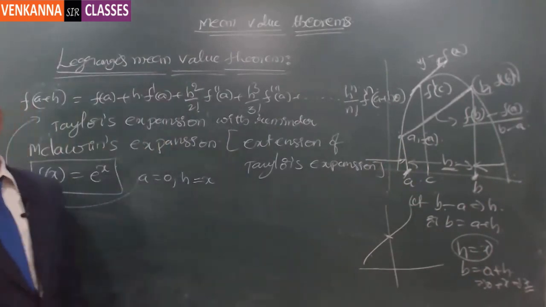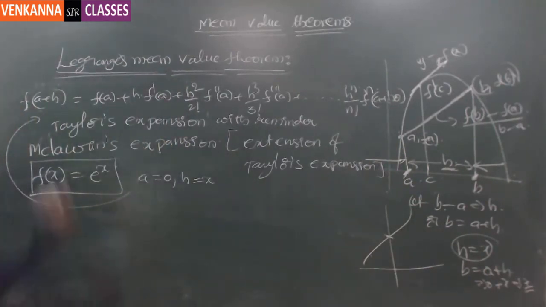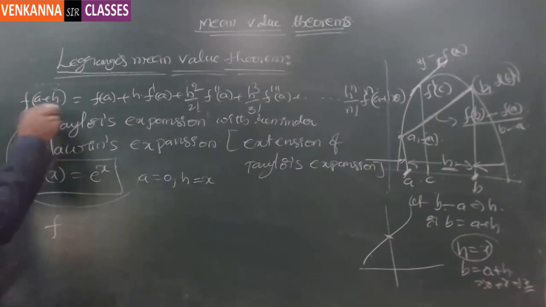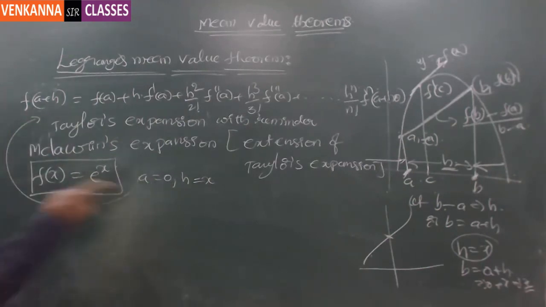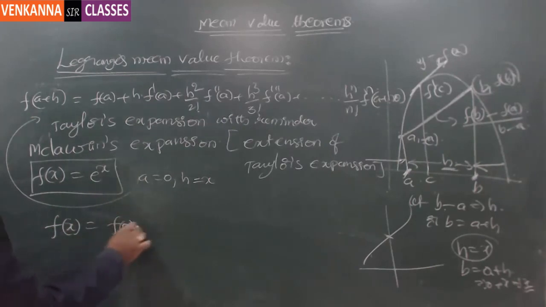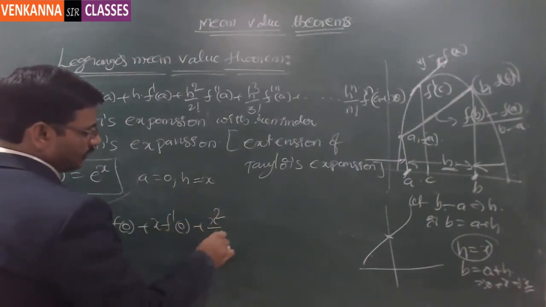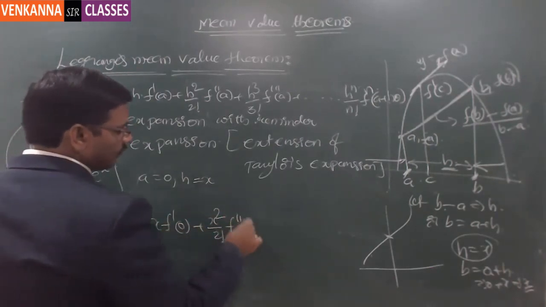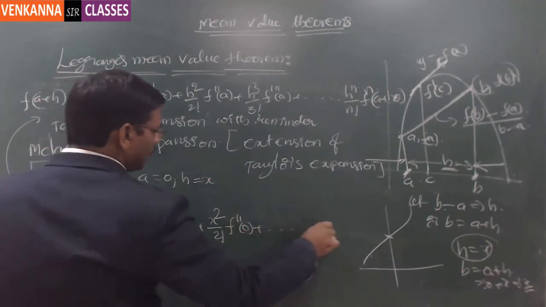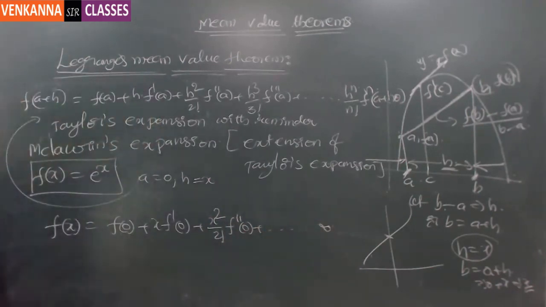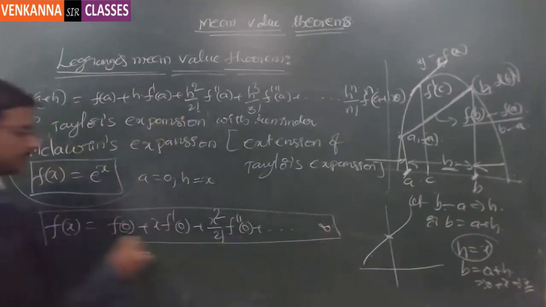Clear? Then the Maclaurin's expansion will be f of a plus h. h will be x, so a is 0. Then f of x is equal to f of 0 plus x into f dash of 0 plus x square by 2 factorial into f double dash of 0 plus ... up to infinity. This is the Maclaurin's expansion, the most famous expansion, and this is very, very important.